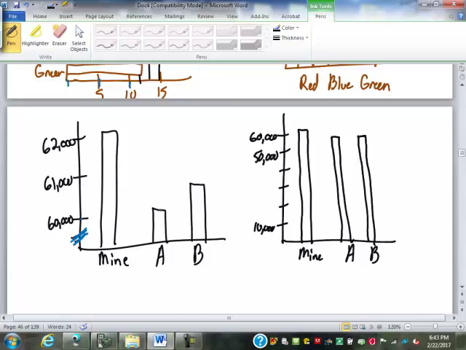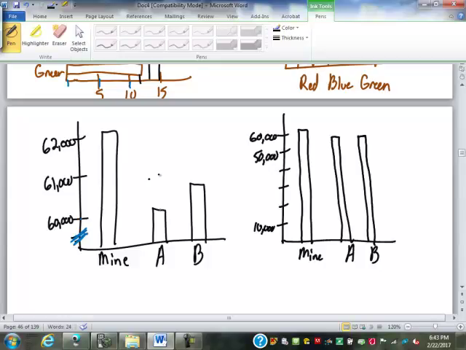This type is called a broken axis or a broken bar graph. It's made to emphasize the differences, exaggerate the differences. It's not that this is wrong, it's just it can be very misleading if whoever's looking at it doesn't know what they're looking for.